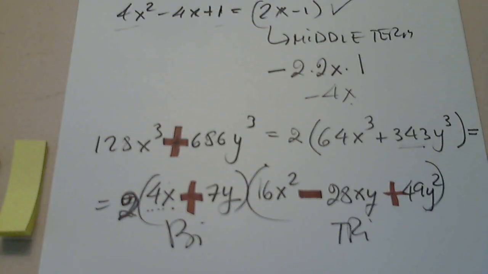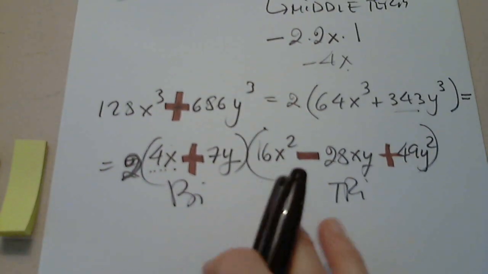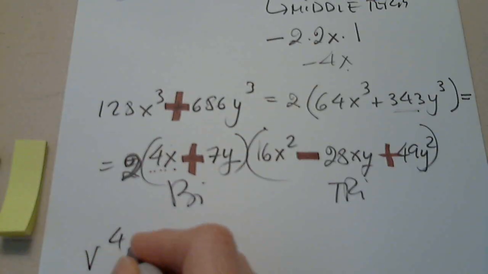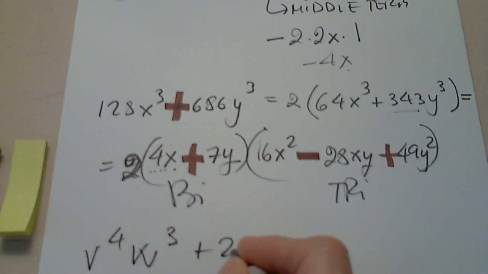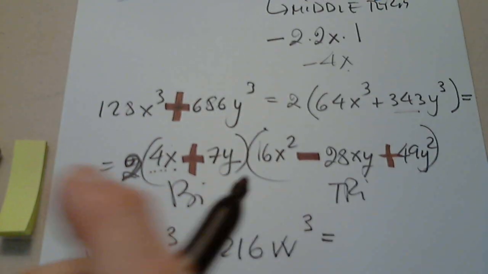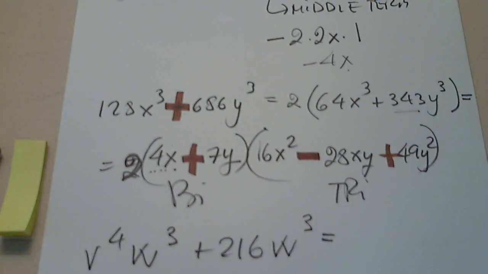Okay, the same thing. We did this together. Same thing. Yeah, we can work on this one. So here we have v to the fourth w to the third, plus 216 w to the third. Okay, this is the same. It's much easier. Okay, we know how to factor this. First we factor a -1, and then it's a difference of squares.